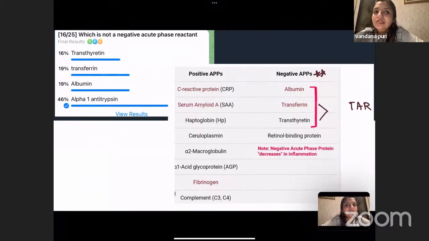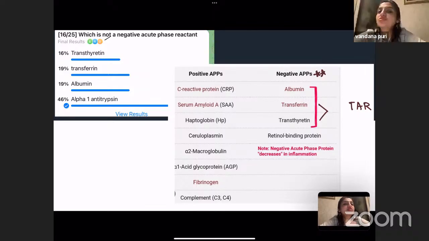So this question is asked again and again, and it's a NEET level question. Which is not a negative acute phase reactant? The question was "not". So you should remember here the most common negative acute phase reactant is albumin because it decreases with inflammation. Apart from that, transferrin and transthyretin are both negative acute phase reactants, along with retinol binding protein. The code is star: transferrin, transthyretin, and albumin. They are negative. Alpha-1 antitrypsin is a very good positive acute phase reactant, and it increases with inflammation. So the answer was alpha-1 antitrypsin. Strangely, only 46% of the people got it correct. So that's why I thought let's discuss it.